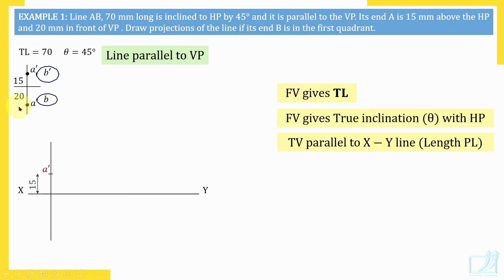So measure these distances very carefully. It's given. Point A is 15 above HP. So 15 above XY line I have marked A dash. And 20 in front of VP. So I have marked point A.